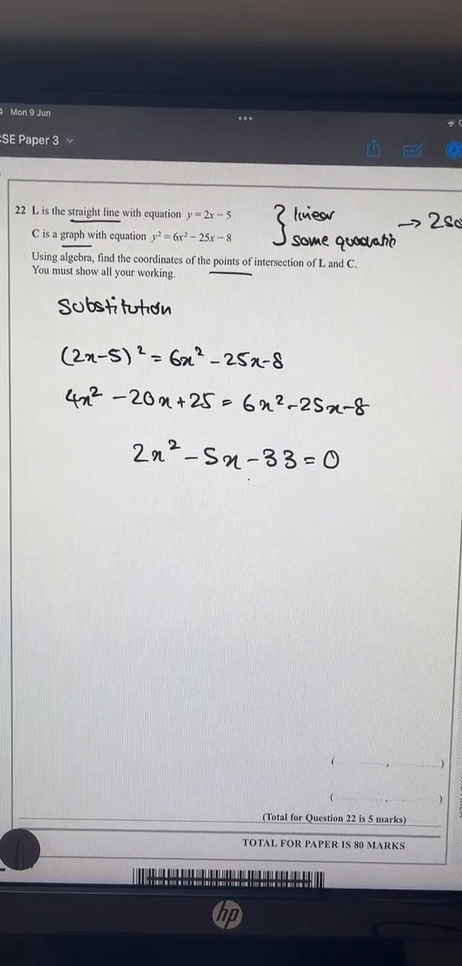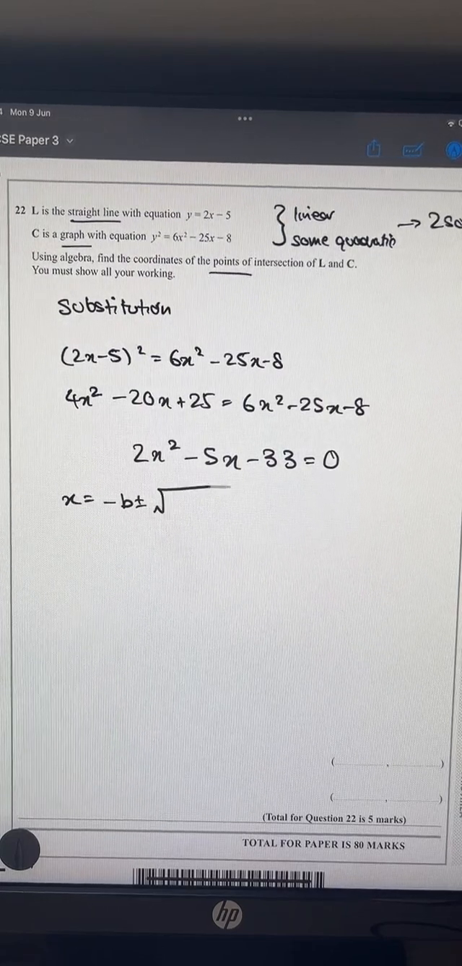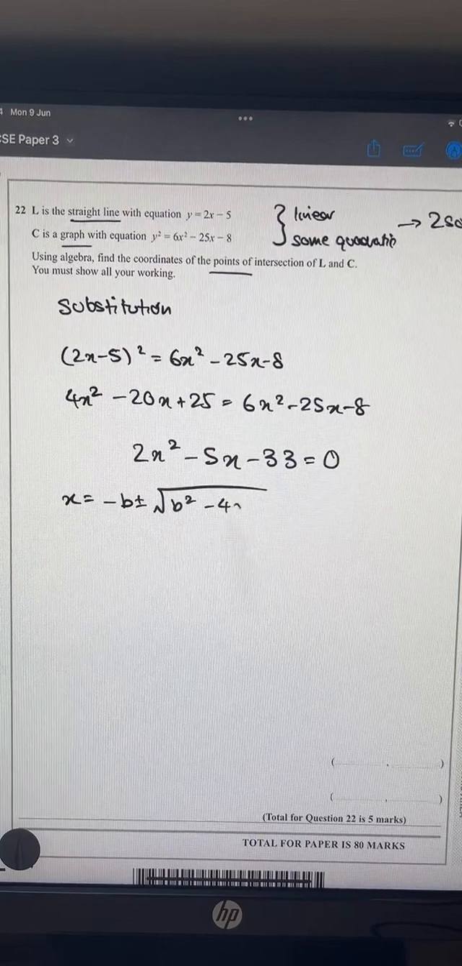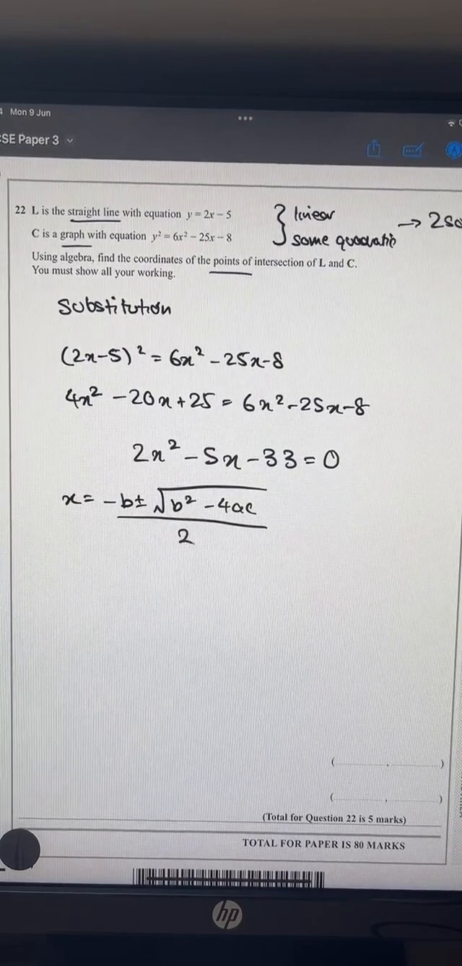Doesn't look too nice to factorize, and to be honest, completing the square is kind of long. Just put it into the quadratic formula. That's foolproof every time. So x equals, and I'm just going to write it out in case someone forgot, minus b plus minus square root of b squared minus 4ac all over 2a.